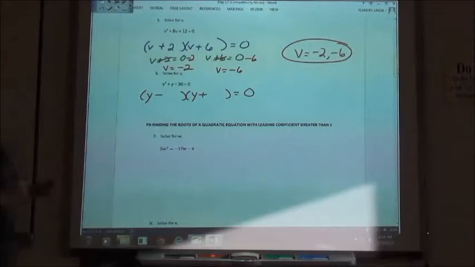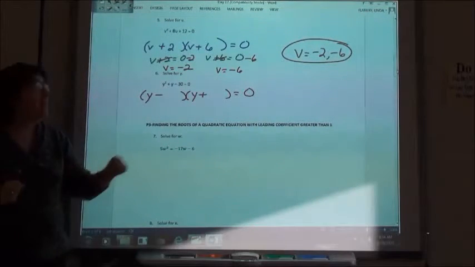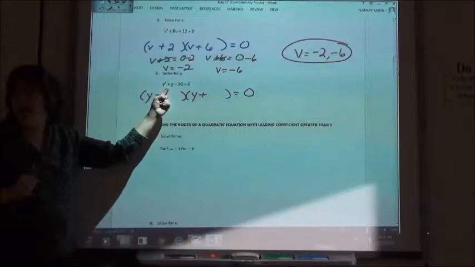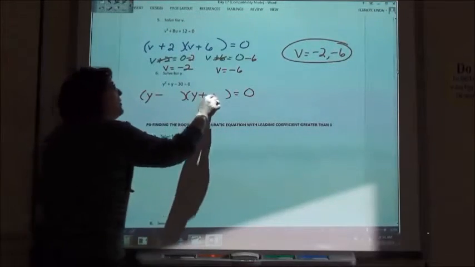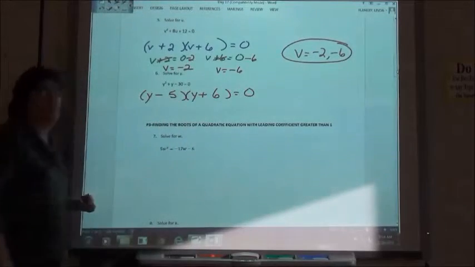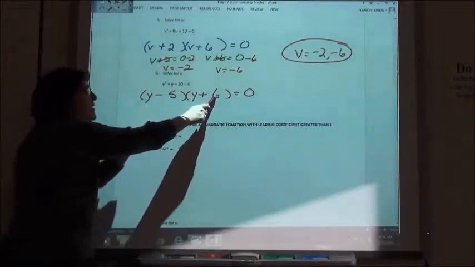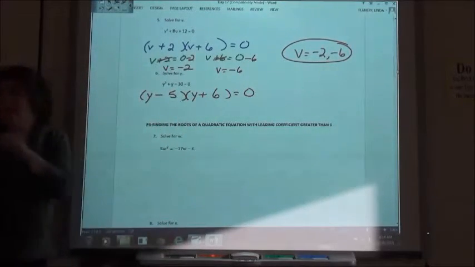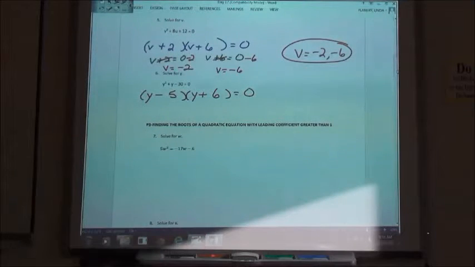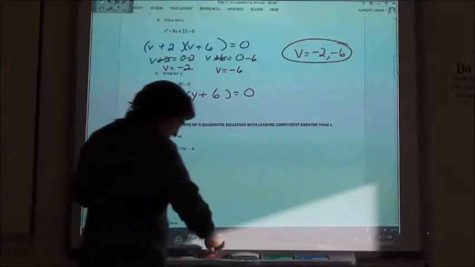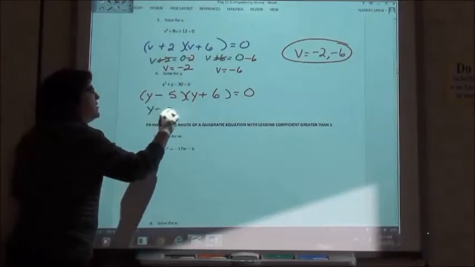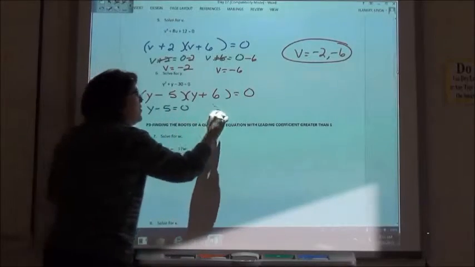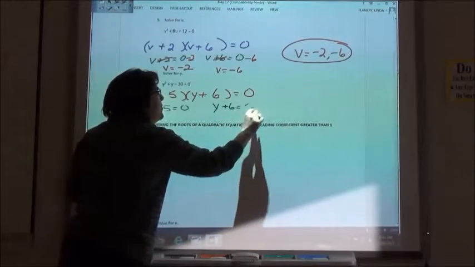6 times 5. Now if I want to get a plus y, the bigger number has to go by the plus sign, right? So I have a 6 and a 5, so that if I take 6 minus 5, I get 1, right? 6 minus 5 is 1. So now I've got my two factors. Either the y minus 5 is going to equal 0 or the y plus 6 is going to equal 0.